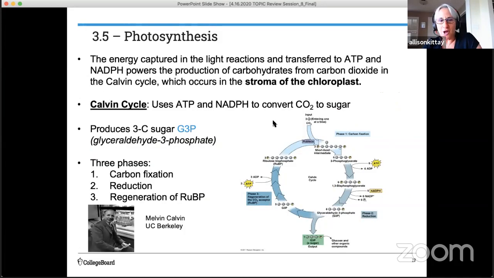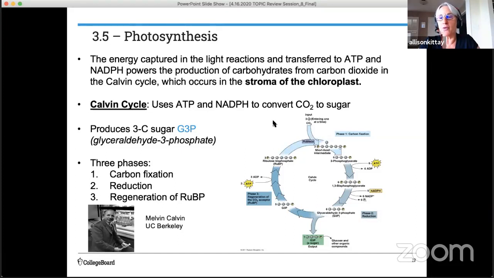All right, so now we're finally at the place where we're going to make some organic molecule. We're going to make some sugar. And so the energy that was captured in those light reactions that I just went over, how it's transferred to ATP and NADPH, those two energy molecules are going to power the production of carbohydrates from carbon dioxide in a cycle known as the Calvin cycle. And this occurs in the stroma of the chloroplast. And it actually is going to produce a 3-carbon sugar called glyceraldehyde 3-phosphate, or G3P for short.